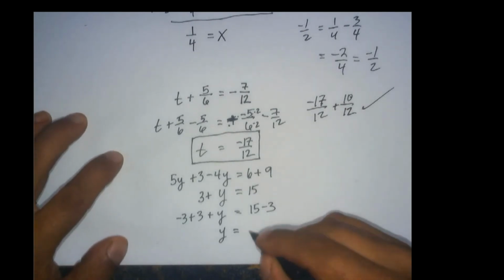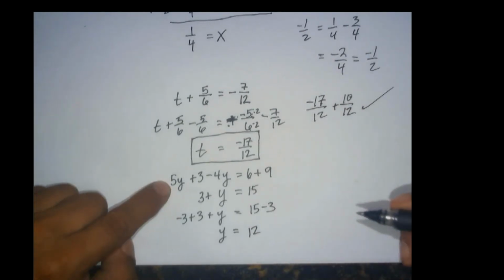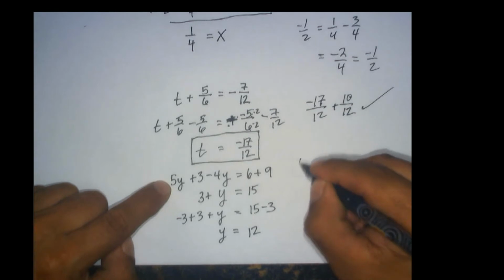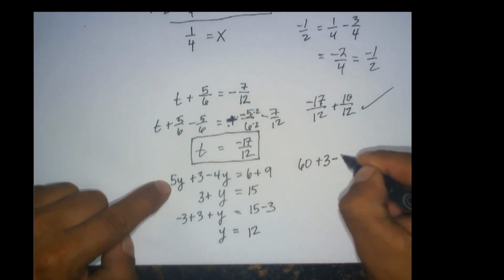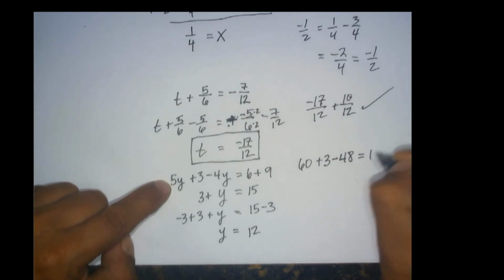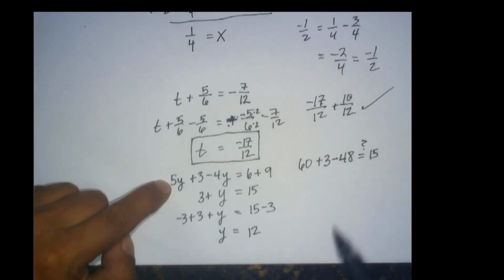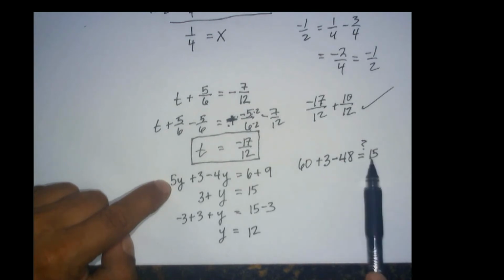All right, so I'll check this just because I'm a nice guy. 5 times 12 is 60. Plus 3 minus 4 times 12, which is 48, has to equal 15. Yeah, 60 minus 48 is 12, and 12 plus 3 is 15. So it checks.